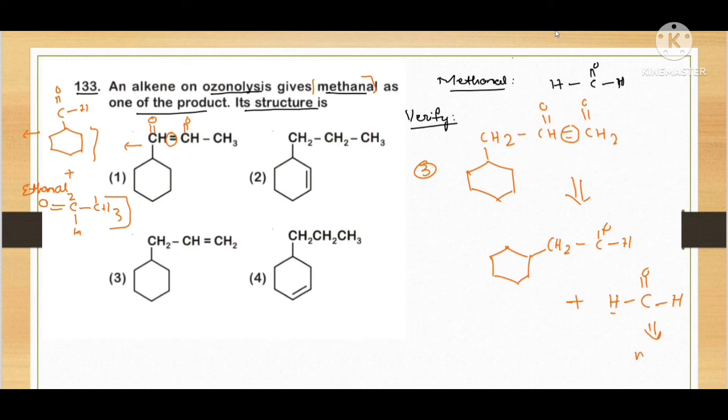Here this product is called methanal. So compound 3 produces methanol on ozonolysis. So our answer is 3, it is our correct answer. Verify the remaining two options, what products are produced.